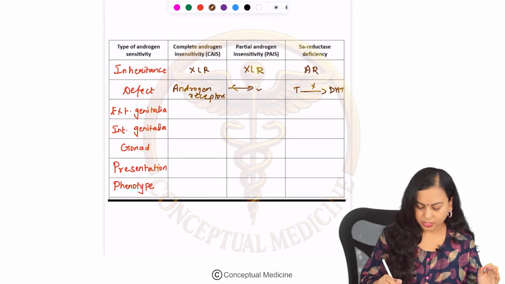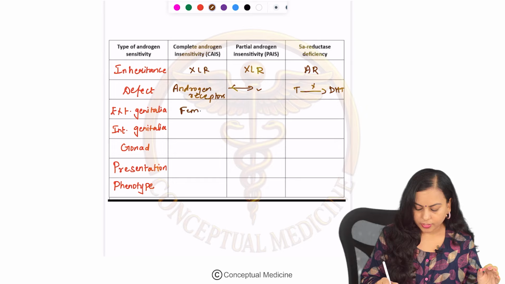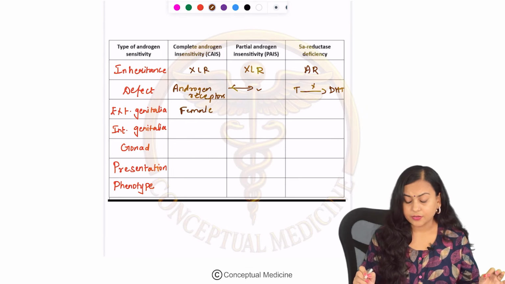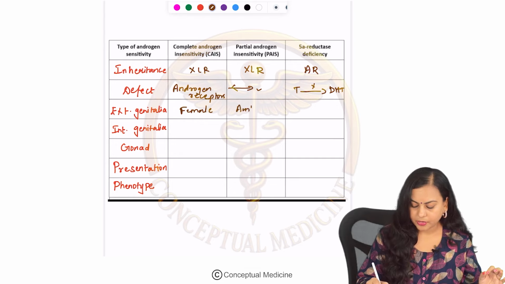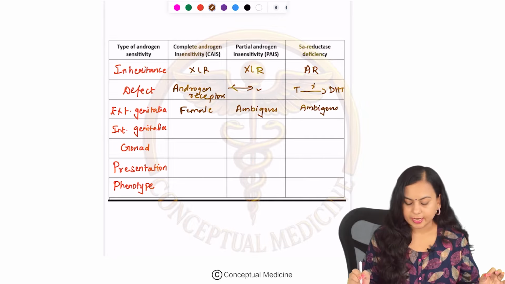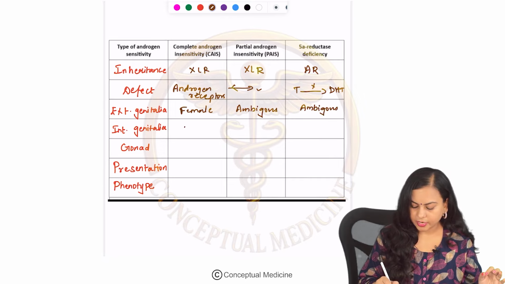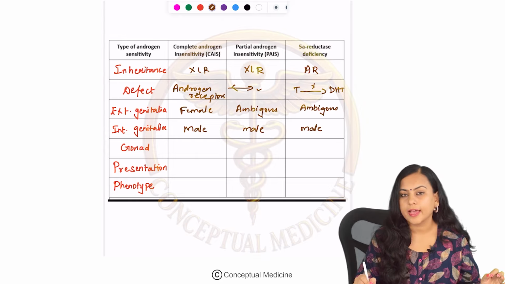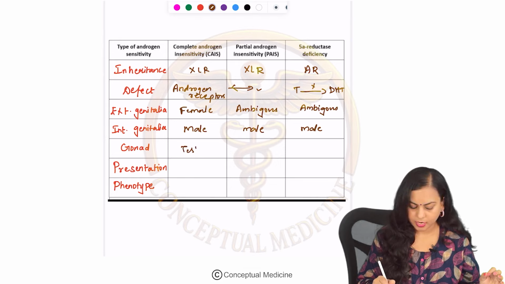Next is external genitalia. External genitalia is going to look like a female in complete androgen insensitivity syndrome, whereas in partial androgen insensitivity syndrome and 5-alpha reductase deficiency, this is going to be ambiguous genitalia. Internal genitalia in all the three types is going to look like a male. So what is going to be the gonad? The gonad is going to be testis, right?